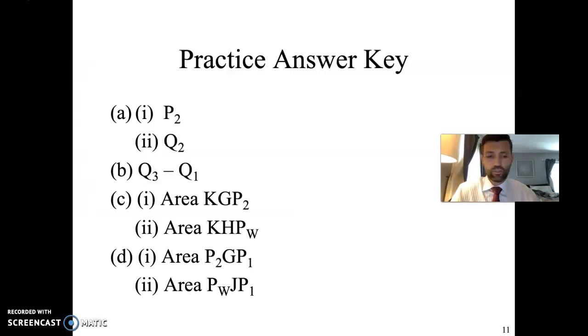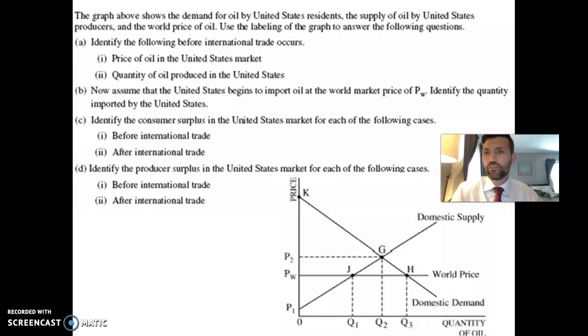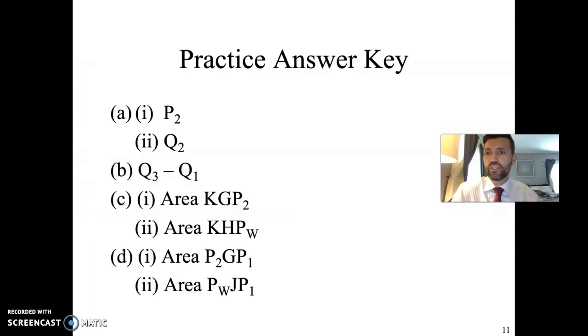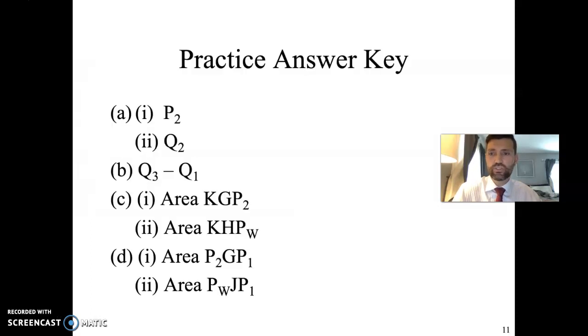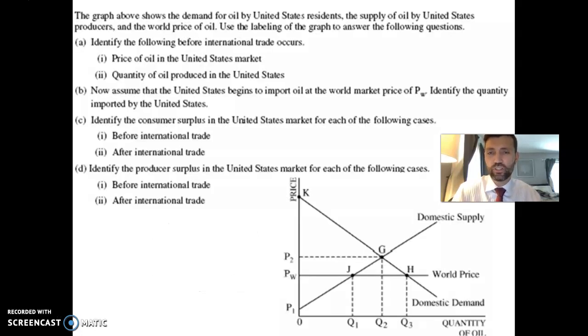For part A, numbers 1 and 2, the price of oil in the United States is P2, and the quantity of oil produced in the United States would be Q2 under no trade, or before the trade occurs. And the United States begins to import oil at P sub W. The quantity imported is going to be Q3 minus Q1, very similar to the question we just solved a moment ago together.